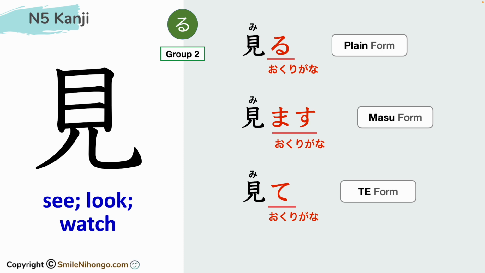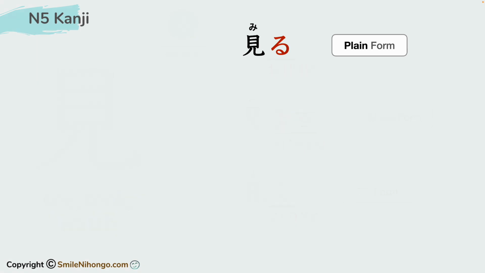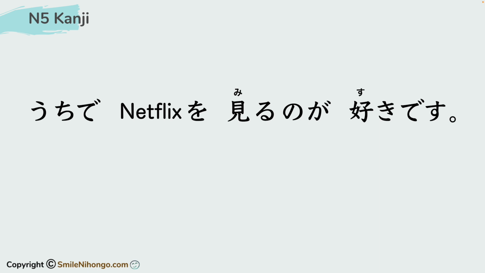Now, let me show you how we use this verb in a sentence. For instance, with its plain form, 見る, you can create a sentence like this. Do you understand the meaning of the sentence? うちでネットフリックスを見るのが好きです。そうですね。It means, I like watching Netflix at home. うちでネットフリックスを見るのが好きです。By the way, today in each example sentence, I'm also going to use other kanji that might be beneficial for you to know for N5. So please pay attention to other kanji used in example sentences.